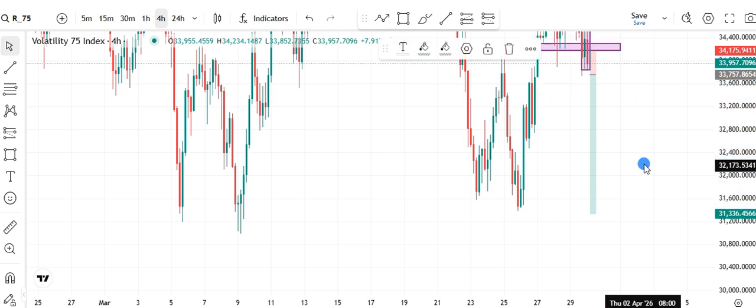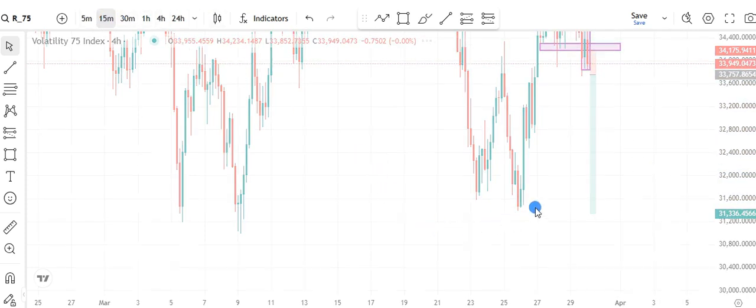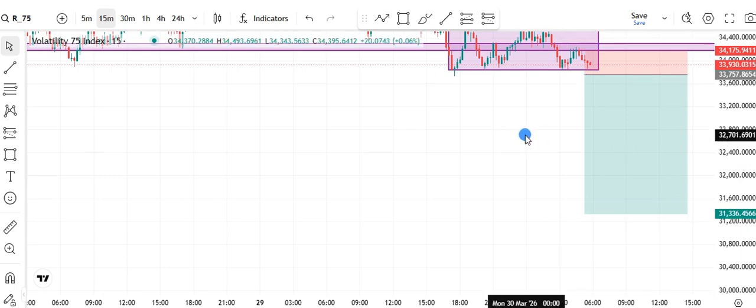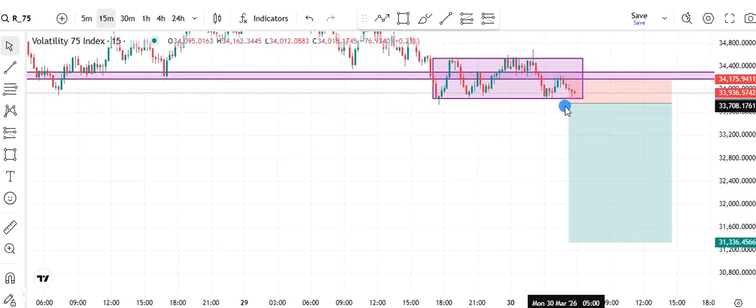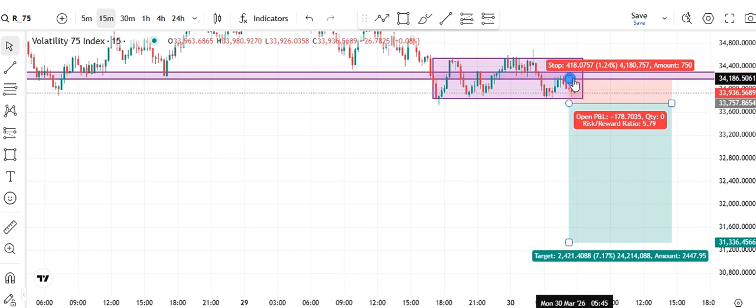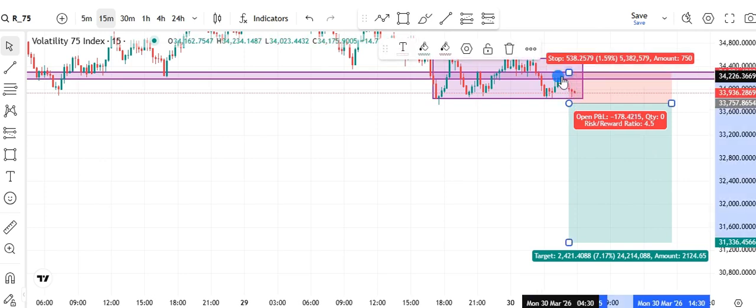So remember, you mustn't target this. 1 is to 2 is still okay, but that's actually where I expect the market to get to. So let's go back to the 15-minute chart. So here's the 15-minute chart. Here's where my entry comes in, and of course my stop loss is above this previous level. That is my setup on volatility 75.